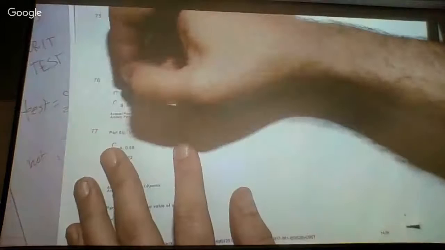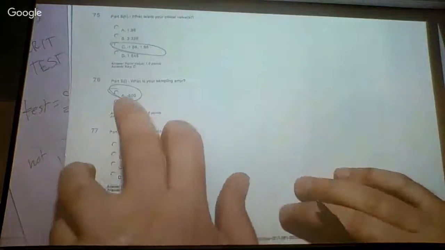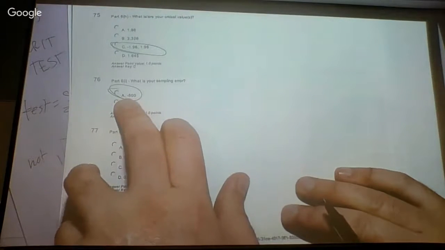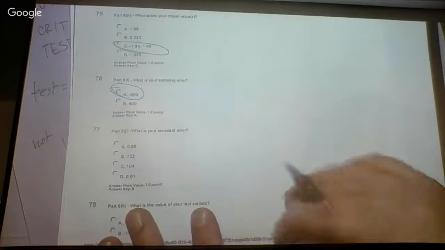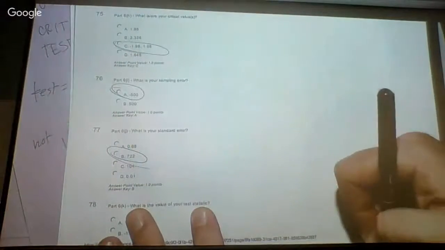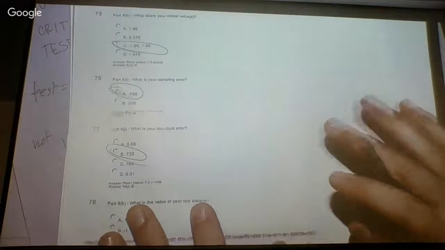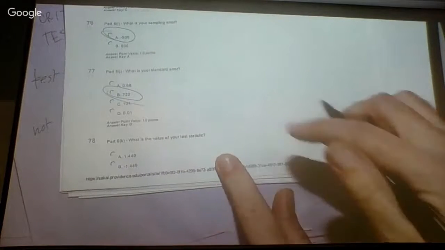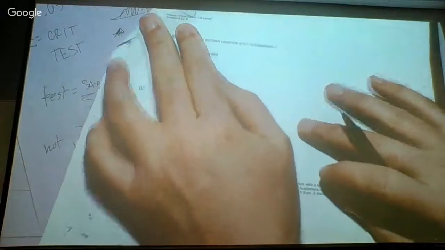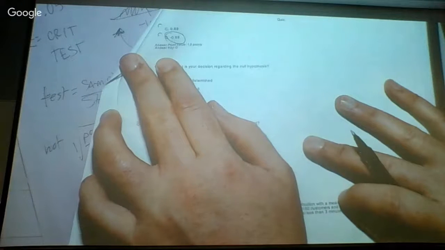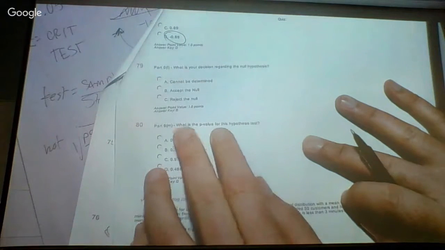Sampling error is essentially what I observe and what I expect. We observed something less than what we expected, so it's negative 500. Standard error is that number on the bottom, which was 722. The value of the test statistic is actually over here, negative 0.69. The null hypothesis should be accepted. We've got to come up with the p-value.